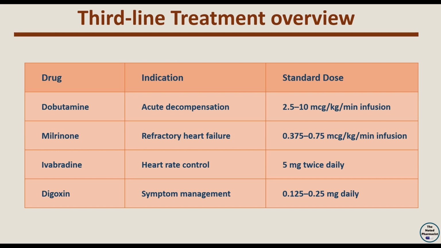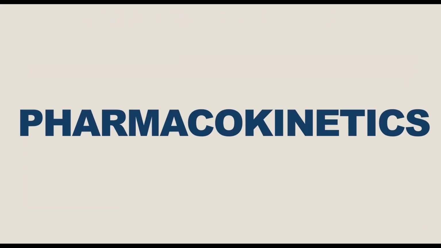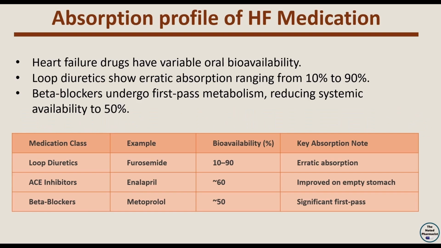Pharmacokinetics. Let's review the absorption, distribution, metabolism, and excretion of drugs commonly used in the treatment of heart failure. Absorption. Most heart failure drugs exhibit variable oral bioavailability. Loop diuretics, such as furosemide, have erratic absorption, with oral bioavailability ranging from 10% to 90%.